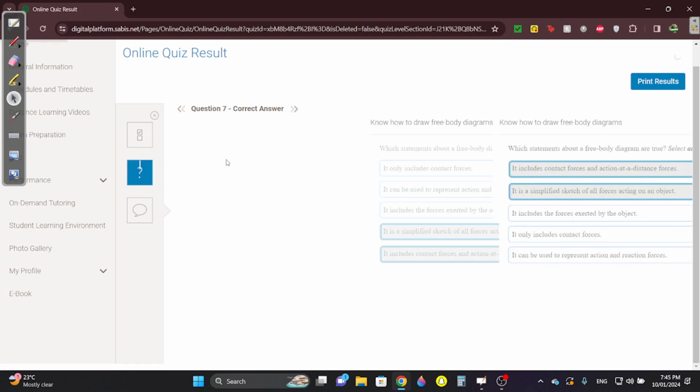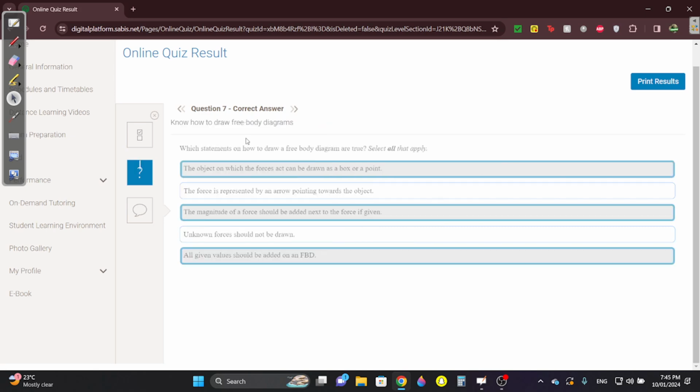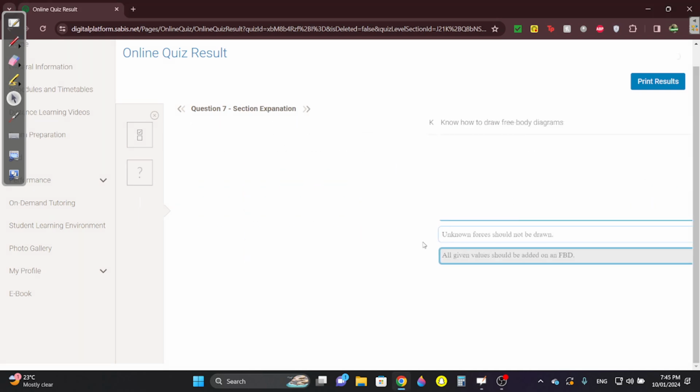Question 7, I think it's also multiple choice. Which statements on a free body diagram are true? The objects on which the forces act can be drawn as a box. Magnitude of a force should be added next to the force if given. When you draw an arrow, you should write like 20 newtons, but only if it's given. These are all in the book, by the way.